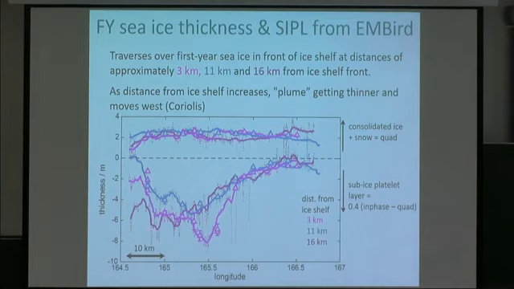So what can we see in sub-ice platelet layer as we move away from the ice shelf? First of all, we can see, not surprisingly, that the peak thickness is about 8 metres of sub-ice platelet layer beneath 2 metres of first-year sea ice, and that peak, not surprisingly, gets smaller as we go more distant from the ice shelf. It's also moving to the left because of Coriolis. So Coriolis is pulling the peak of that plume to the left. So that's under first-year sea ice.